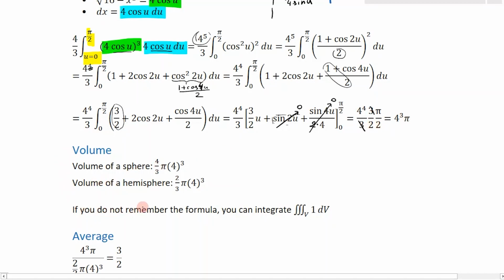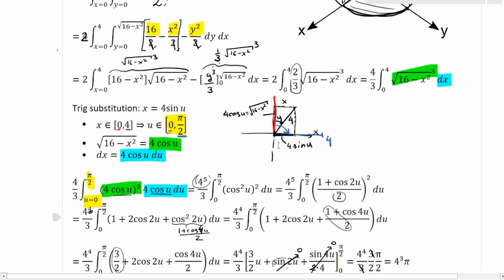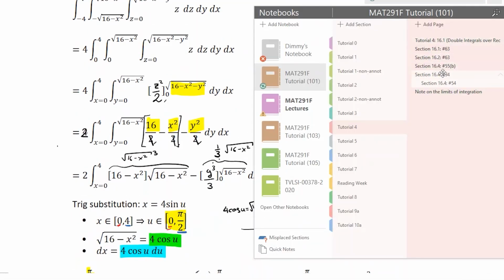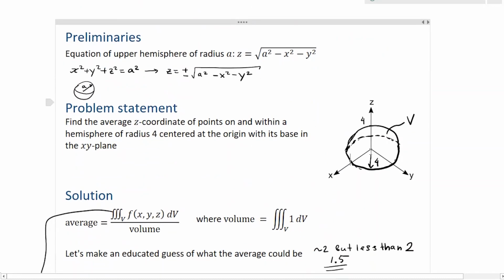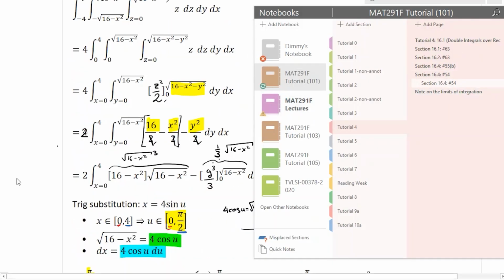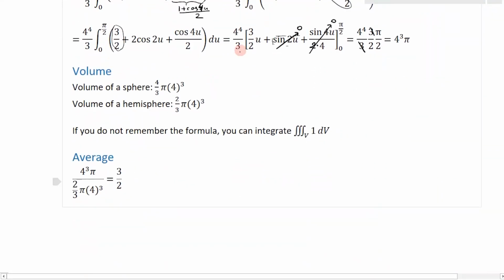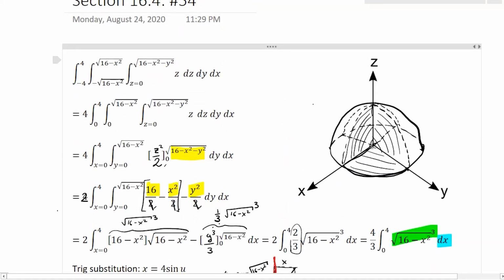Now let's move on to finding the volume of the region. Remember, the region was this hemisphere. Volume of a hemisphere is half of the volume of a sphere. So we have 4 over 3 pi times r cubed for a sphere. For a hemisphere, we divide it by 2. So we get 2 over 3 pi 4 cubed. Now, if you don't remember the formula, you can just carry out this integration. It will be the same as the integration I'm showing here, but the integrand would be 1 instead of z.